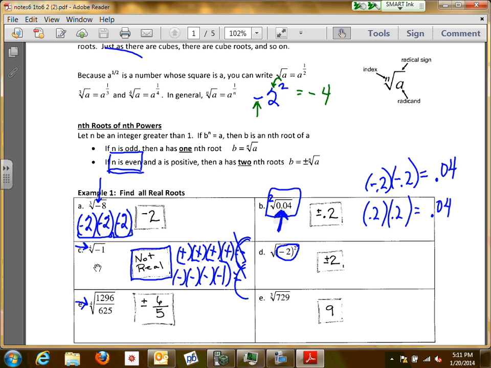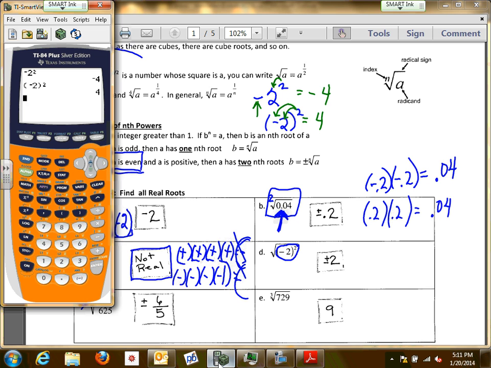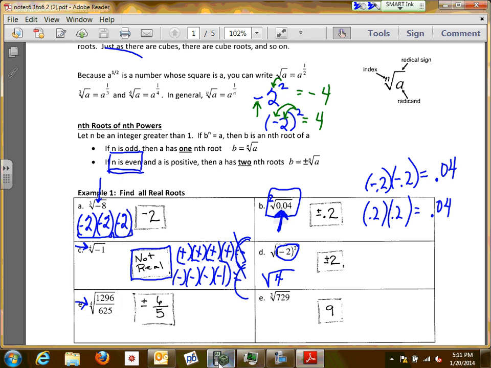As opposed to this, in parentheses, negative 2 squared. Now this 2 is squaring the negative and the 2. So it's negative times negative and 2 times 2. That's how you get the positive 4. So it's really important that you pay attention to whether the negative is included in getting squared. And in D, the negative is getting squared. So what you have is the square root of 4. Since that is the square root of a number, it is positive and negative 2.